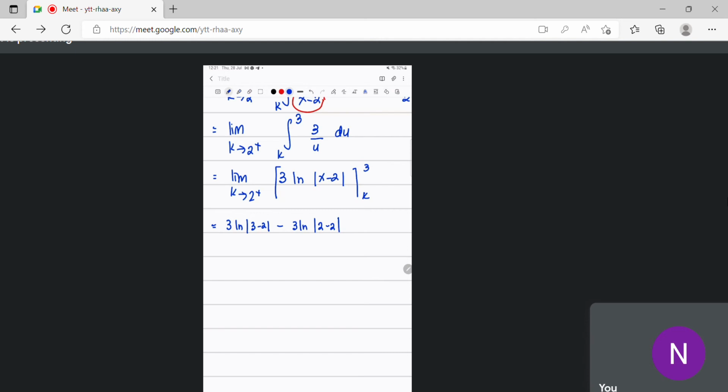Okay, so kita akan dapat 3 ln 1 minus 3 ln 0. Okay, ln 0 you will get the infinity. So sini akan dapat ln 1 kita akan dapat 0. So 0 minus 3 infinity. Okay, so yang ini jawapan dia is not negative infinity but then the infinity because of the graph.